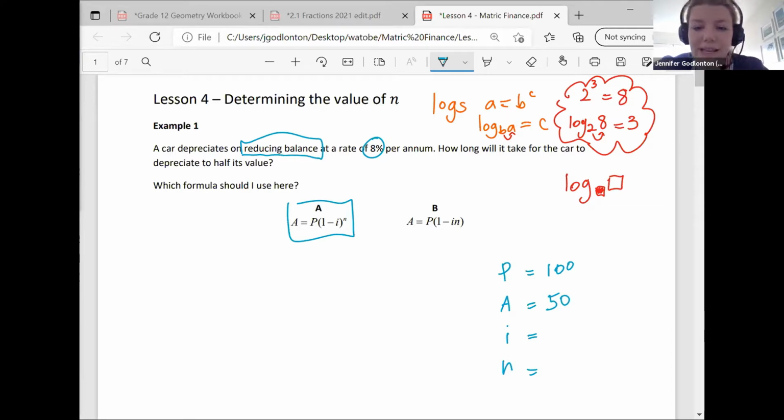Then our interest rate is 8%, and N is what we are looking for. Okay, so can you please put that into the formula? And then if you're struggling with finding logs, that's okay. I will show you on the screen when we get there, but let's see if anyone manages to get N by themselves. So put it into your formula, try and solve for N using logs, and let's see if we can all get to the same answer. Once you have your answer and you're happy with it, you can put it in the chat for me, or you can unmute and talk me through what you did.